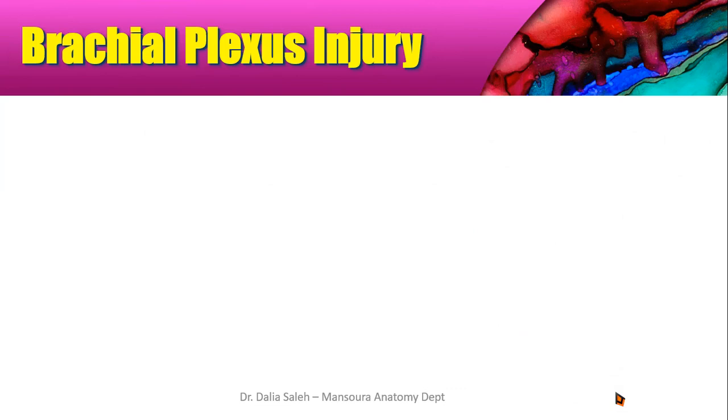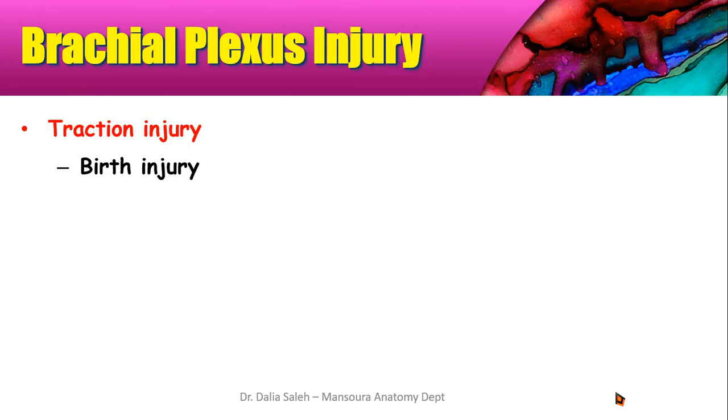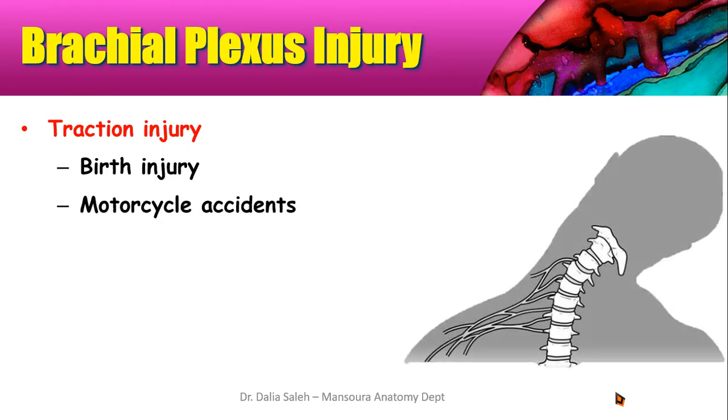Regarding the injuries of the brachial plexus, we have 2 types of injuries, either traction injury, as in birth injury, when the obstetrician extended the neck of the baby in a way that will make a traction on the brachial plexus, or in motor car accidents or motorcycle accidents when the neck is overextended to one side.